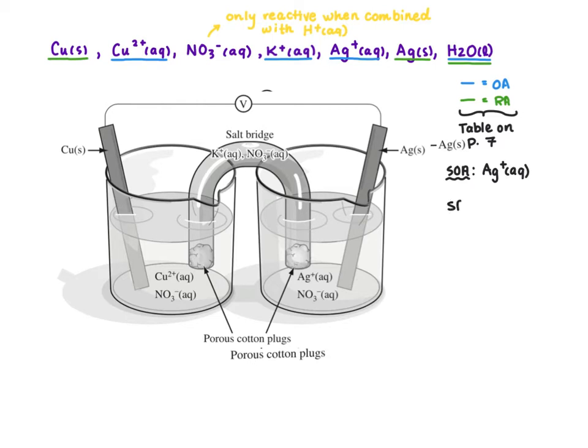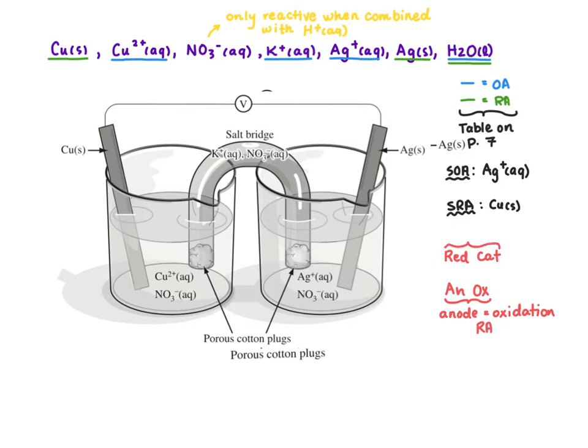We also need to identify our strongest reducing agent. Our strongest reducing agent will be closest to the bottom right on the table, and that's going to be solid copper. So with that in mind, we can always remember the memory device red cat and an ox. So this means that at the anode there is oxidation, and that's where our reducing agent is going to react.